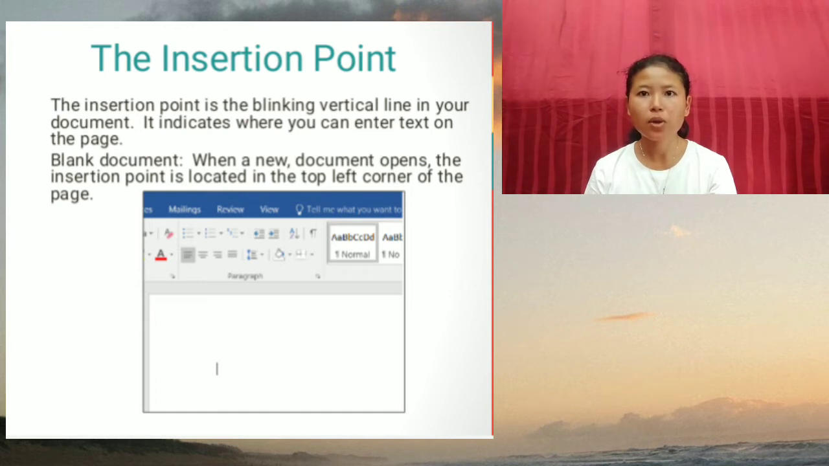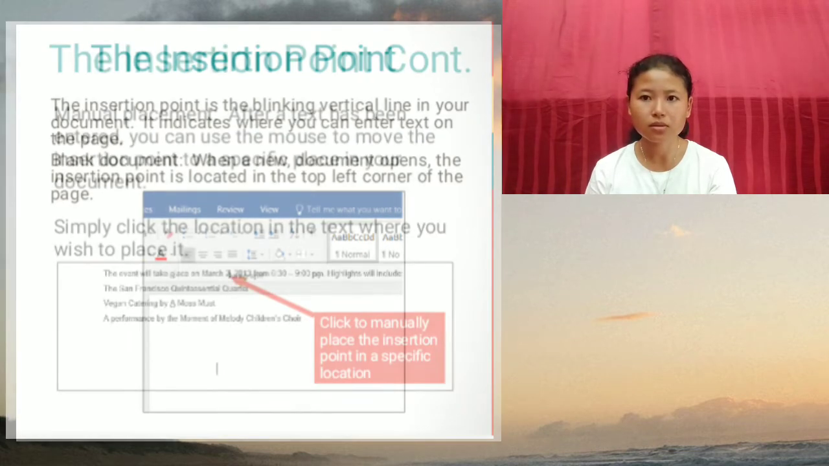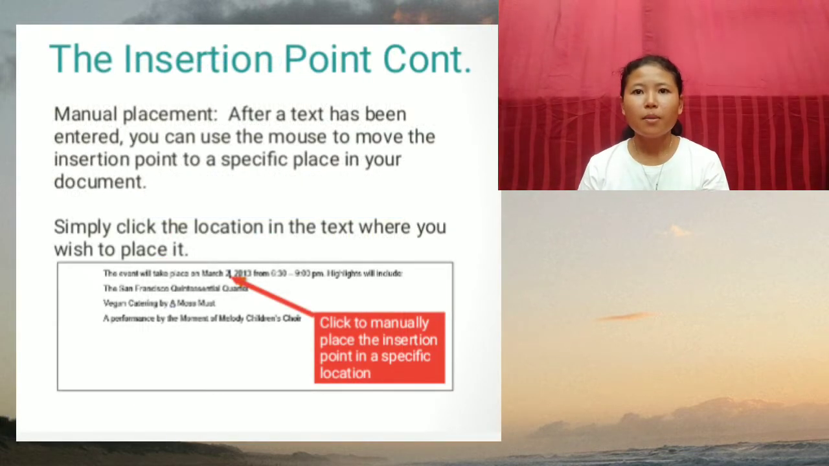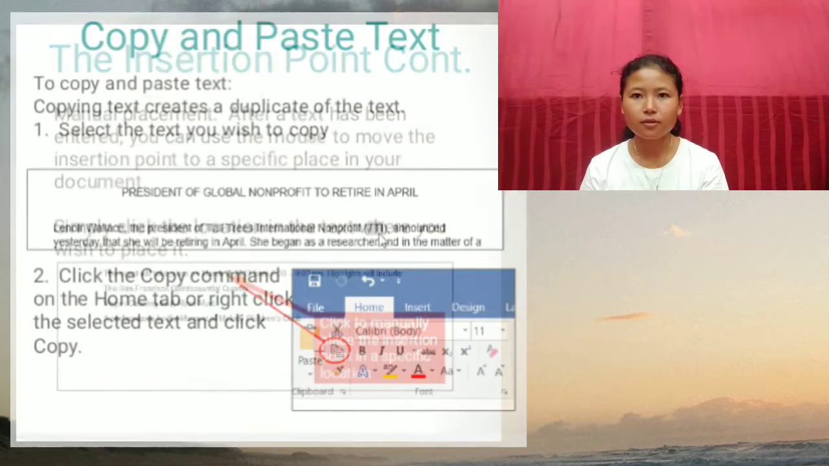Blank document. When a new document opens, the insertion point is located in the top left corner of the page. Manual placement. After text has been entered, you can use the mouse to move the insertion point to a specific place in your document.